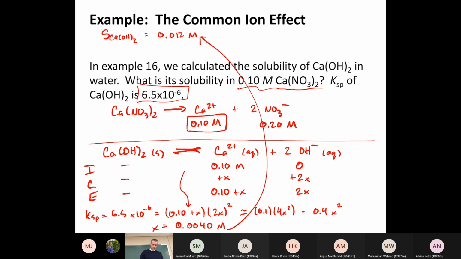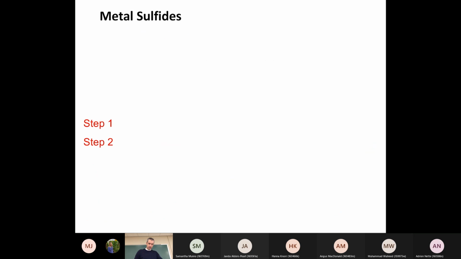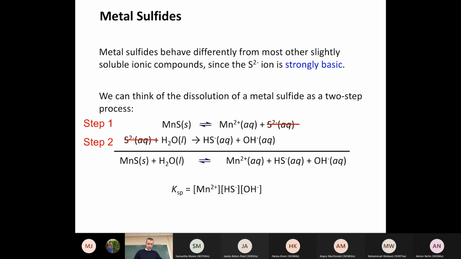Great. So if you get yourself in this kind of situation where you have a small x being added or subtracted from a number, you can use that simplifying assumption not just in the previous situations, but also in this situation as well. Perfect. We just have one very small piece of information left, and this is when we are doing solubility equilibria of metal sulfides. Metal sulfides are a little special.